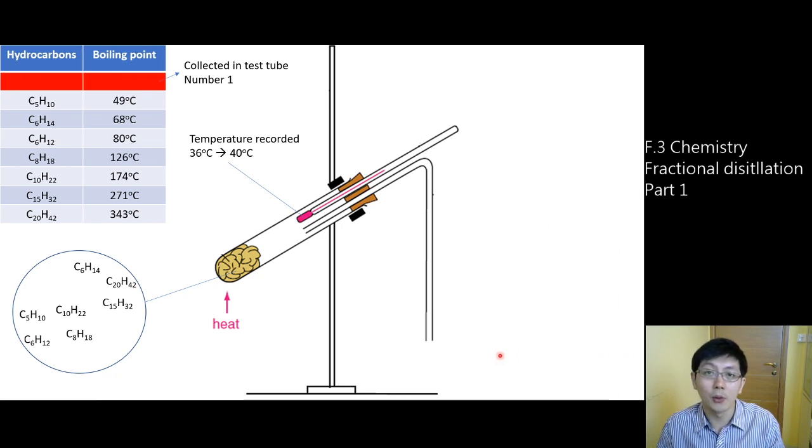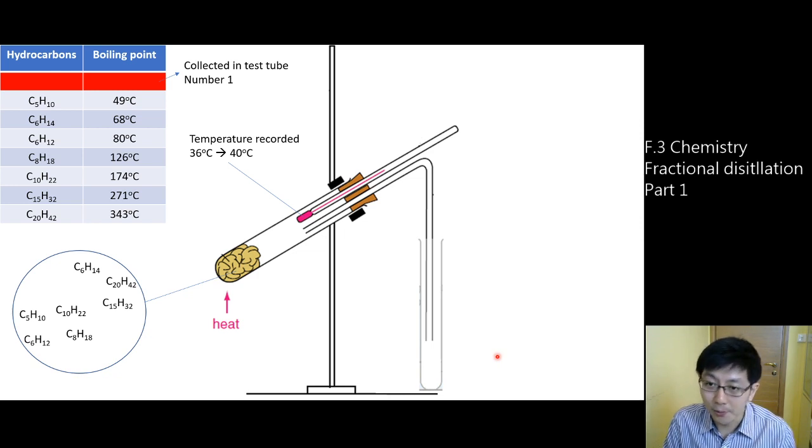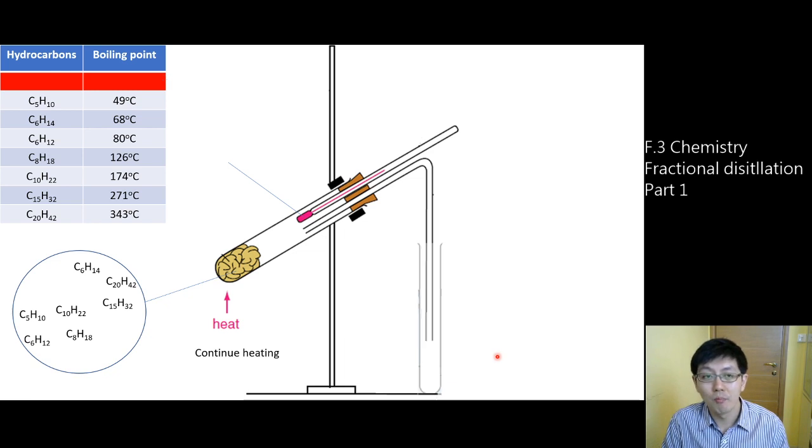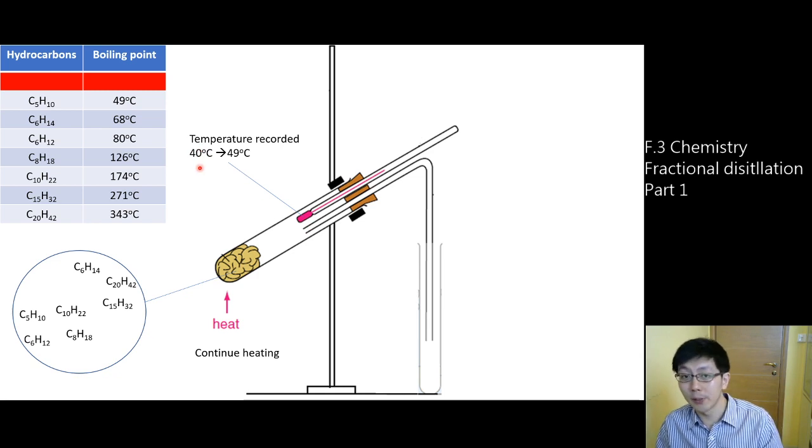Now put test tube number 1 in another part of the laboratory. Sorry, I should have made this animation clearer. I use a new test tube and I continue the heating. So if I continue the heating, the temperature will increase from 40 degrees Celsius. It goes up. First station is where it reaches 49 degrees Celsius. This one will go into boil. C5H10, this is your turn, you're going to boil. It's 49 degrees Celsius.